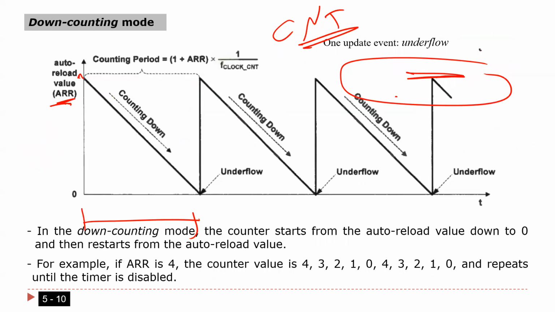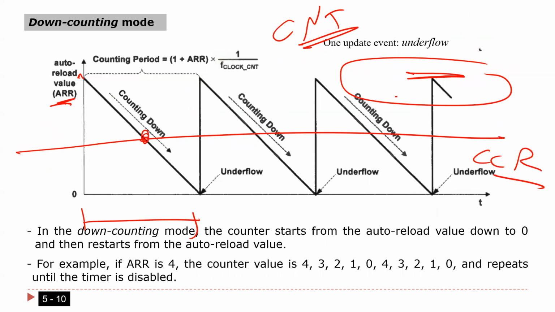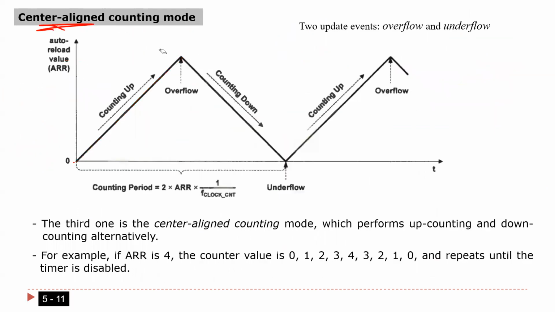Same thing here. If I put CCR this way, at the moment when it is equal, the interrupt is triggered at every point, and action is taken on the pin. Same thing here, one here and one here, so every time they are equal, action is taken on the pin, and also an interrupt is triggered.